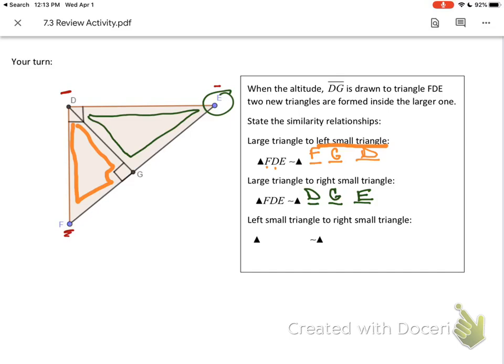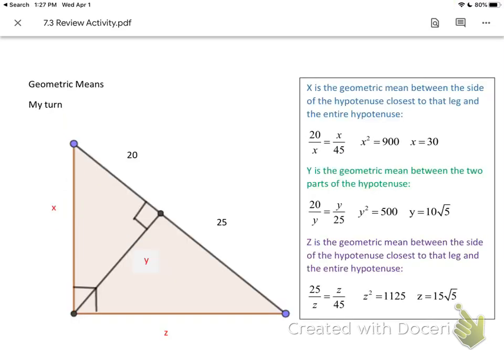Okay, so now go ahead and do your left small triangle to right small triangle using the work you've already done. So you should be writing things in, but you can check your work against mine. Okay, so let's go on to the next page.